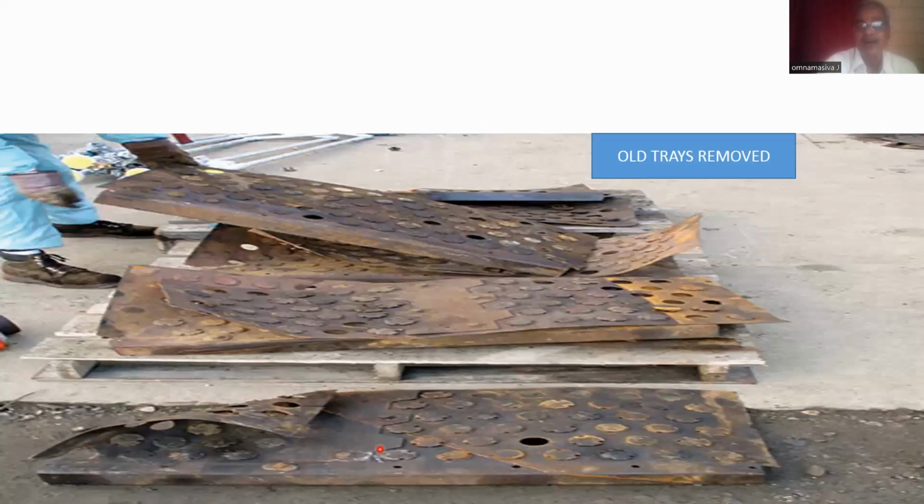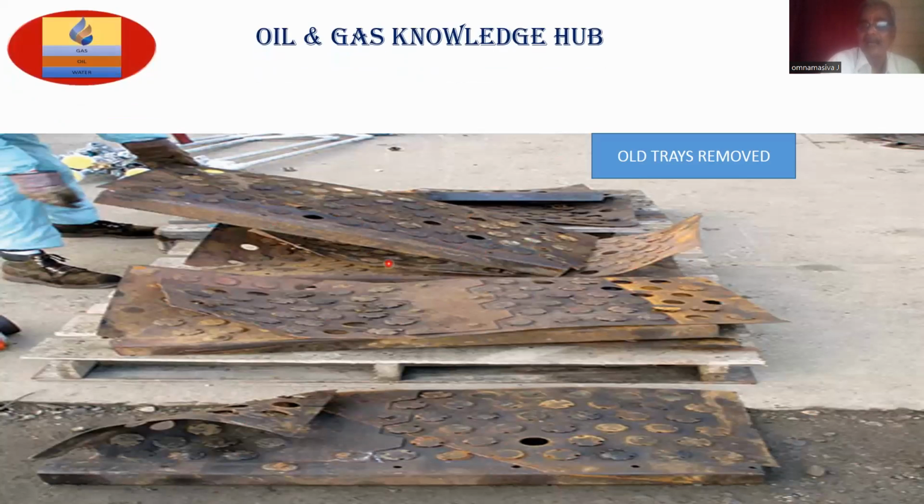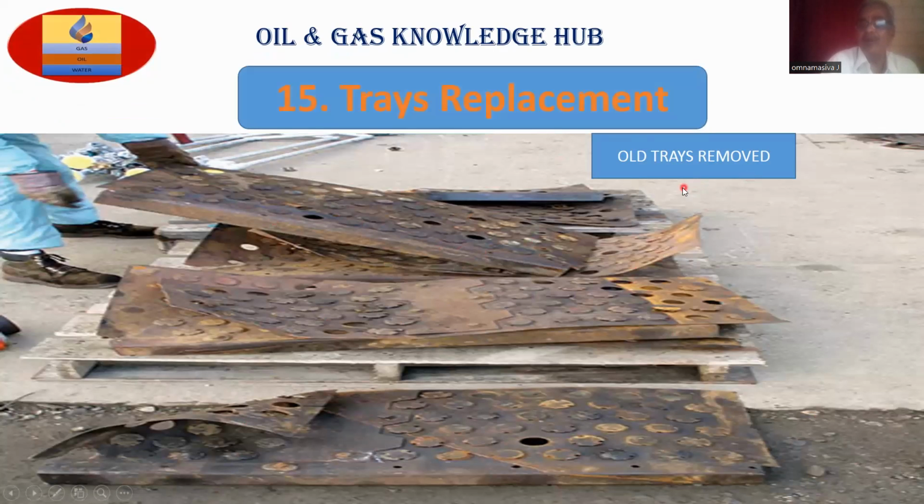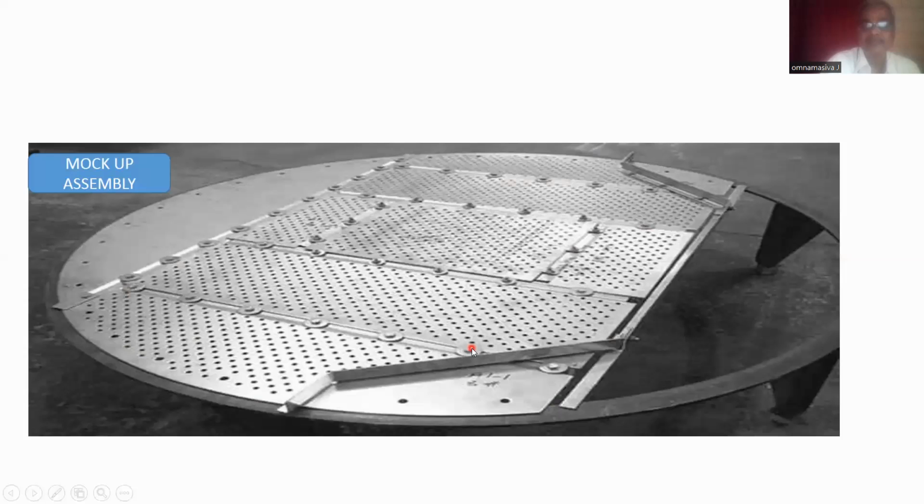You see this dismantled tray. During shutdown, they unbolt all the trays and take them outside. See the lot of bulging damage on the tray. The old tray removed looks like this. This is a new tray.